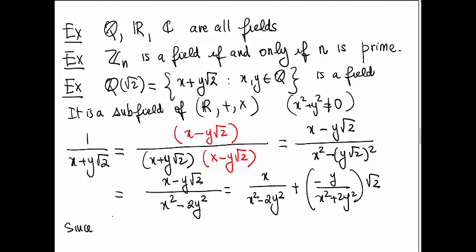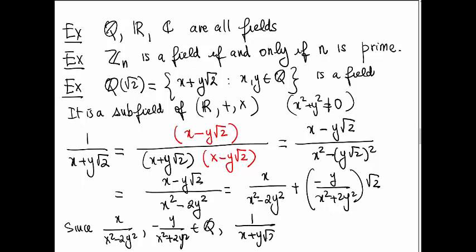And since x over x squared minus 2y squared and negative y over x squared minus 2y squared are both rationals, it follows that 1 over x plus y square root of 2 is also in this set. So this set is closed under taking inverses, right? And then you can check also that all of the axioms required to be a field are met. So there are all kinds of interesting fields out there, but the most common fields are the rationals, the reals, and the set of all complex numbers.